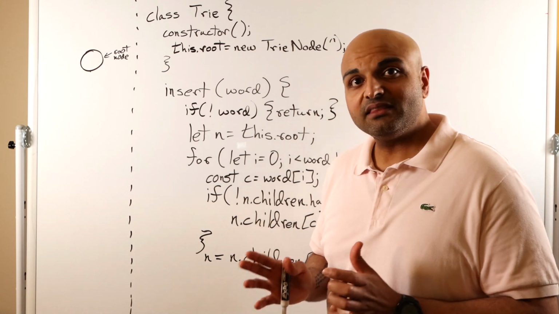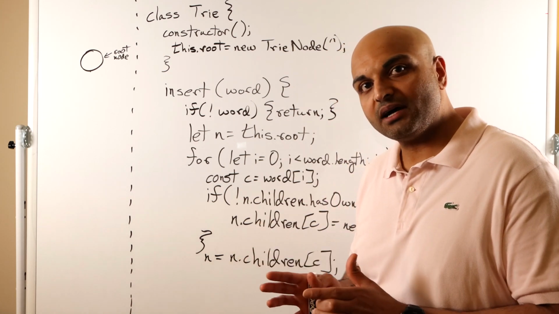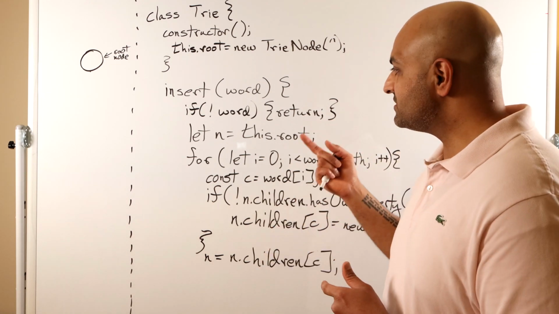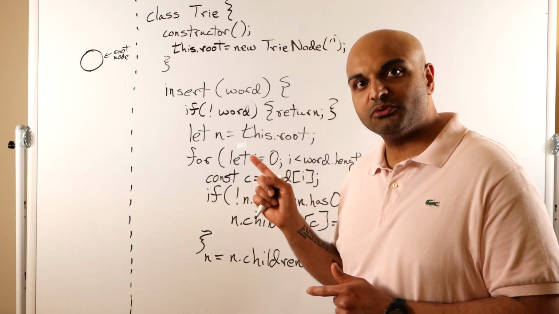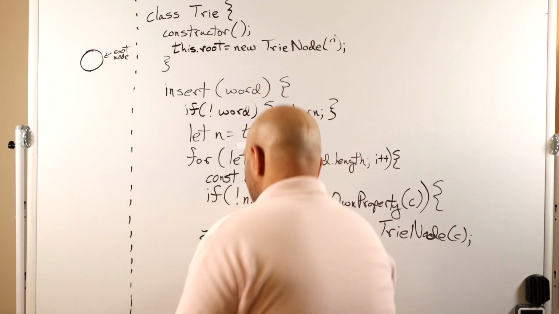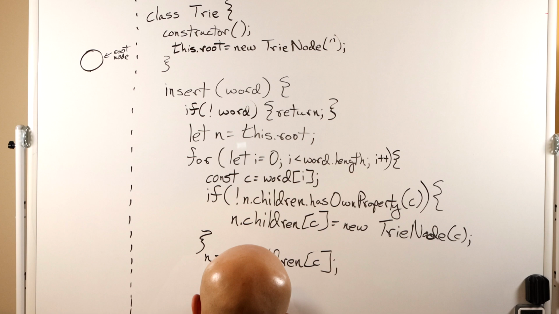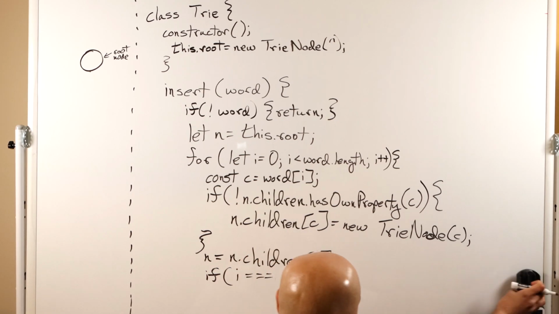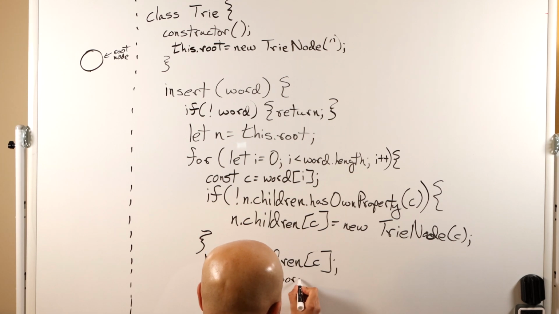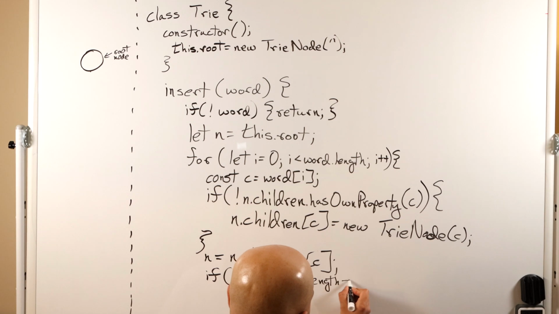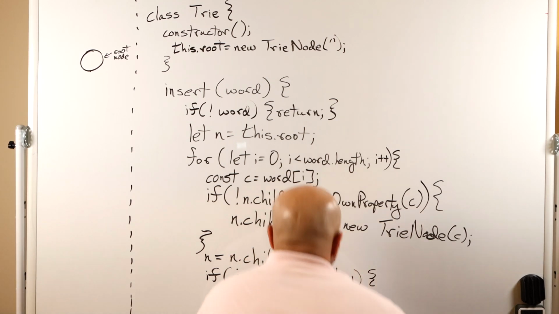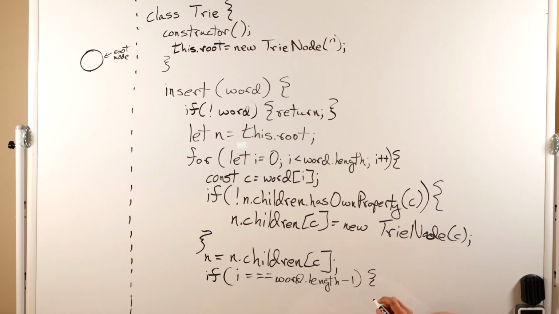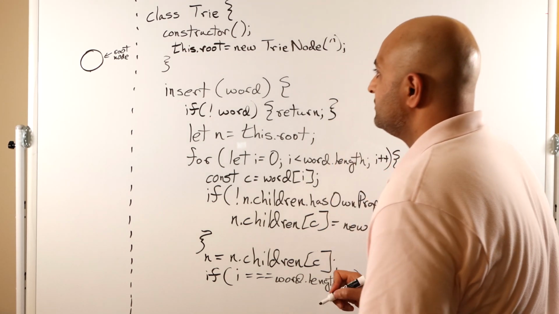Now, all right, so the final thing that we want to do is we want to check to see whether or not the letter that we're currently processing is the final letter in the word. The reason for this is if it's the last letter in the word, we want to set that isWord flag to be true on that final node that we create. So we can do that here at the very bottom by simply saying if i equals word.length minus 1, we can go ahead and say n.isWord equals true. And then we're done with our insert method.